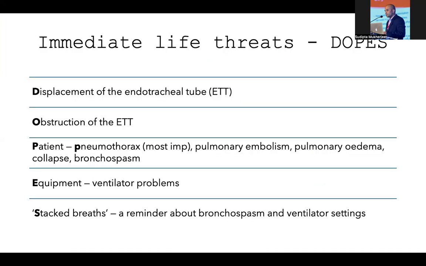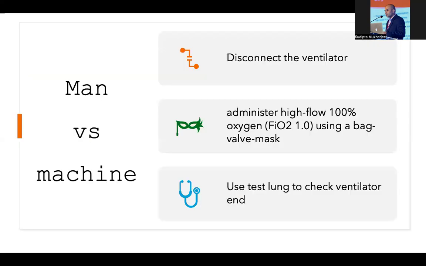But not all causes are life-threatening. Some causes may lead to very rapid deterioration and may cause death. So those we have to address early. You can remember them with a mnemonic called DOPES. D for displacement of the endotracheal tube, O for obstruction of the ET tube. P is a patient-related factor like pneumothorax, which is most important. It's a tension pneumothorax leading to hemodynamic instability. Or it can be pulmonary embolism, pulmonary edema, collapsed lung, or bronchospasm. E is equipment failure related to the ventilator that we have to identify early. And S is stacked breath, which can happen because of bronchospasm and faulty ventilator setting.